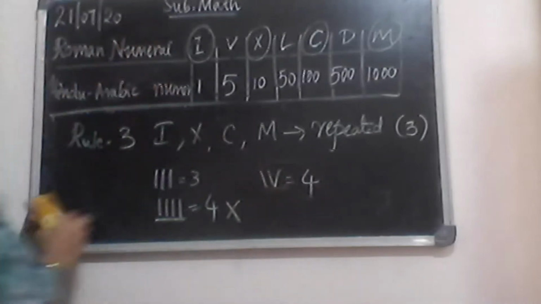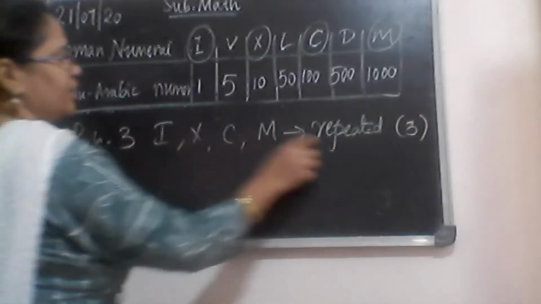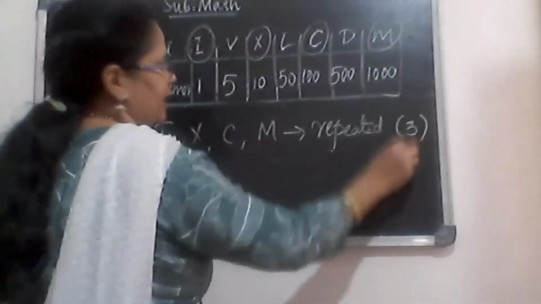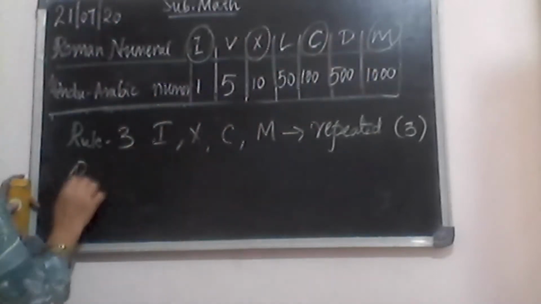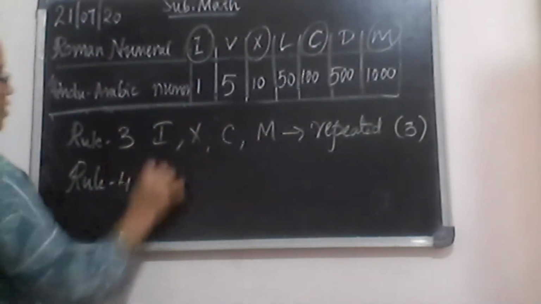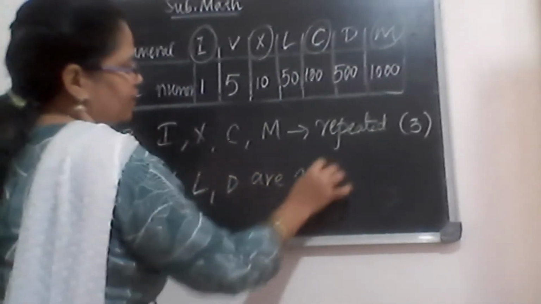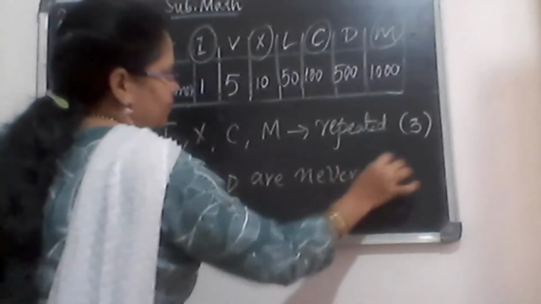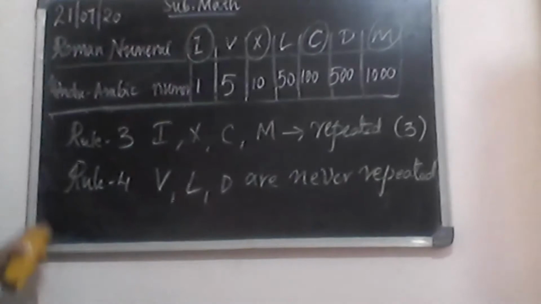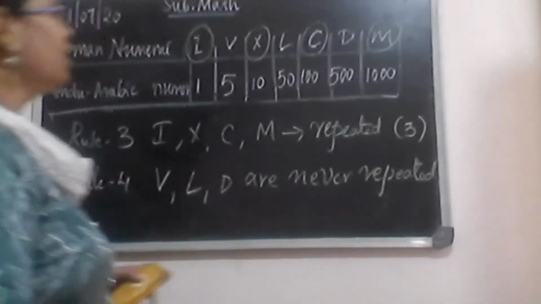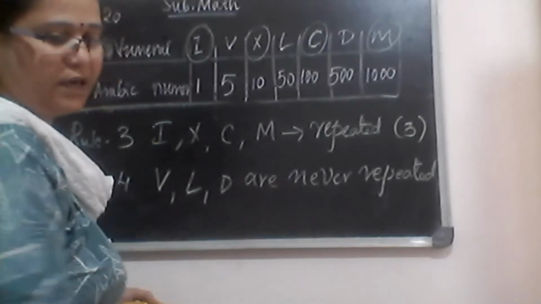Okay, children? Now we will understand in detail. I, X, C, M are repeated a maximum of 3 times. Now which symbols are not repeated? That is your rule number 4. V, L, D are never repeated. Never repeated, children. So we never repeat the symbols V, L, D.